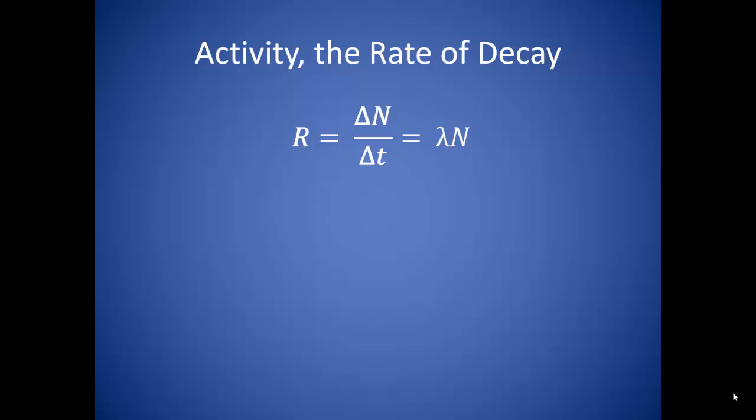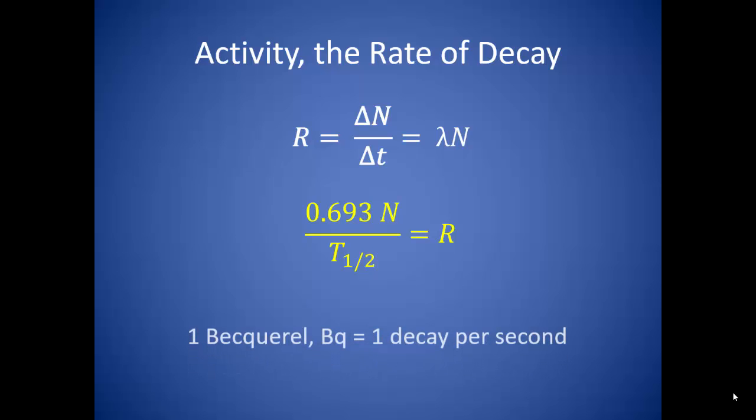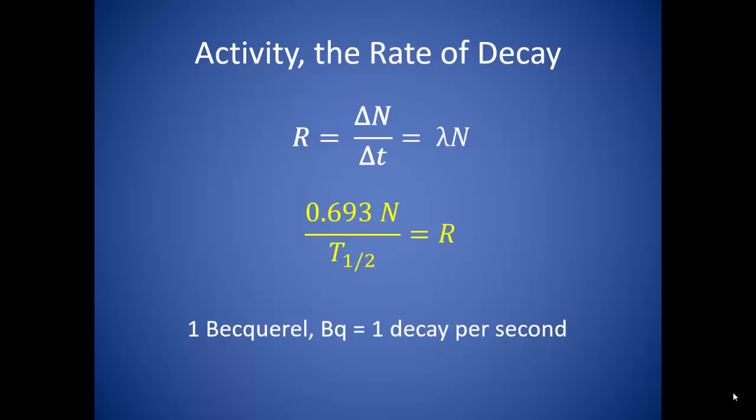Another way to look at it is to say that the rate of decay depends on how big the sample is, as represented by N, and what fraction are going to decay at a time, represented by lambda. So rate of decay is proportional to the number of radioactive nuclei, N, and inversely proportional to the half-life. It can be shown that the rate of decay is equal to 0.693 times the number of radioactive particles divided by the half-life. The rate of decay is given in units of becquerels, in honor of the man who actually discovered radioactivity. 1 becquerel is equal to 1 decay per second.